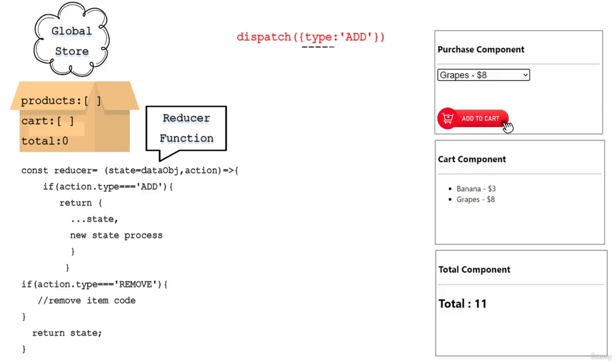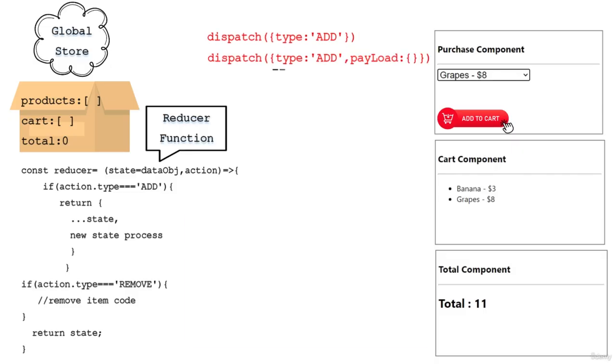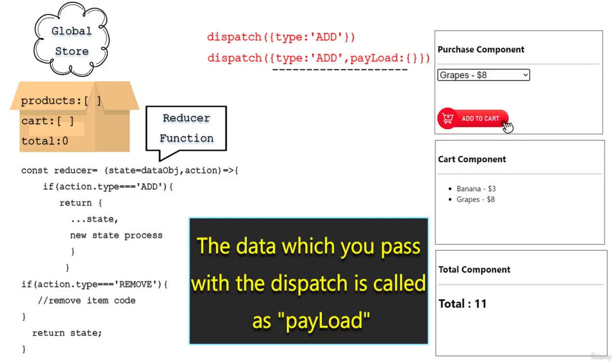Now if you see this dispatch, there is an object literal here in the dispatch method. So whenever there is an action from the component, you dispatch the action type, and also you may have some data. Like in this second syntax, we want to say that I am supposed to add the data and there is some additional information. Here I am passing the data which I want to add, for example. That data which you pass with the dispatch is called as payload.